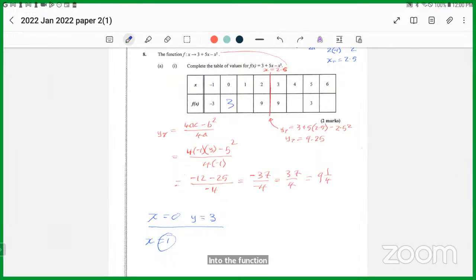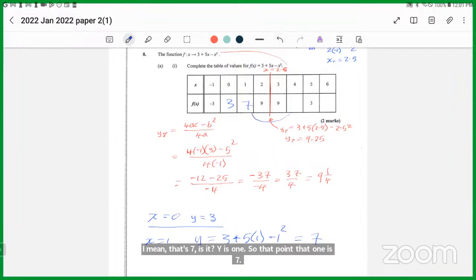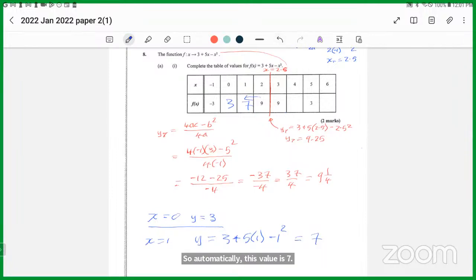So I'm going to get y coming out to be 3 plus 5 times 1, minus 1 squared. This becomes 8, and this 1 squared is 1. So it becomes 8 minus 1, which is 7. So it means that 7 is the y value when the x value is 1. So that value is 7. So automatically, this value is 7, because when I come to the left of 9, I get 7.